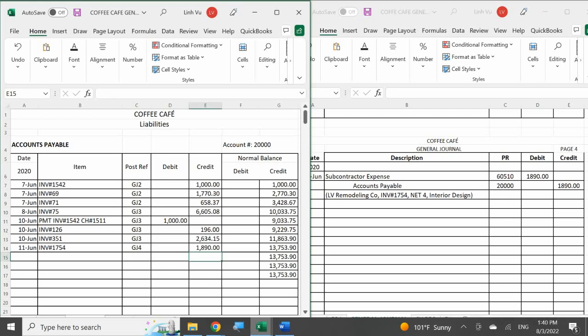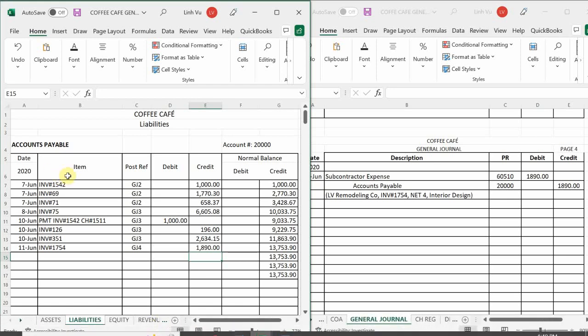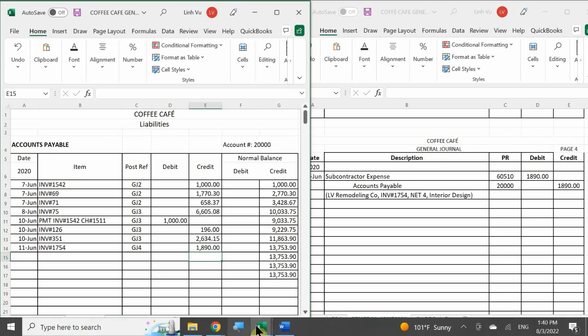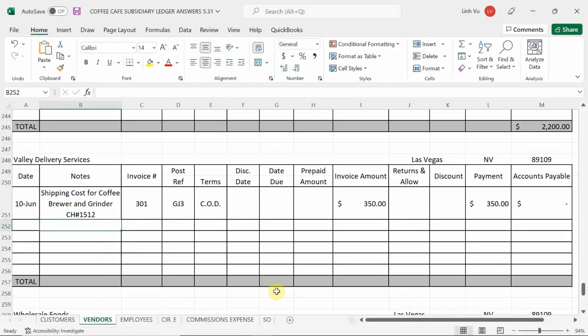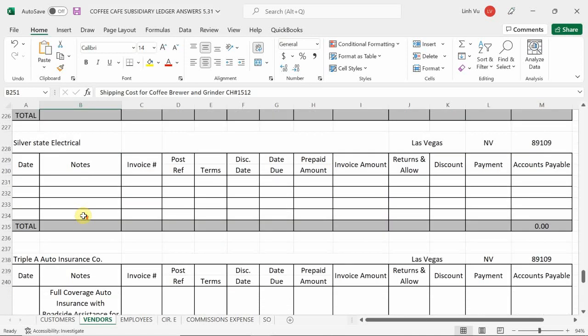Okay. So in this case, that's also a no bueno, but it's the price of us having to get everything done before opening our store. And that means we got to start selling soon. After that, we got to go to our subsidiary ledger because we're involved with LV Remodeling.